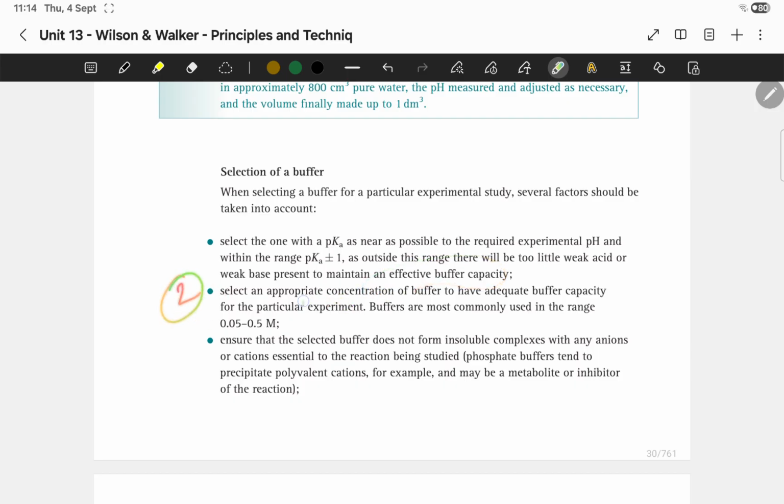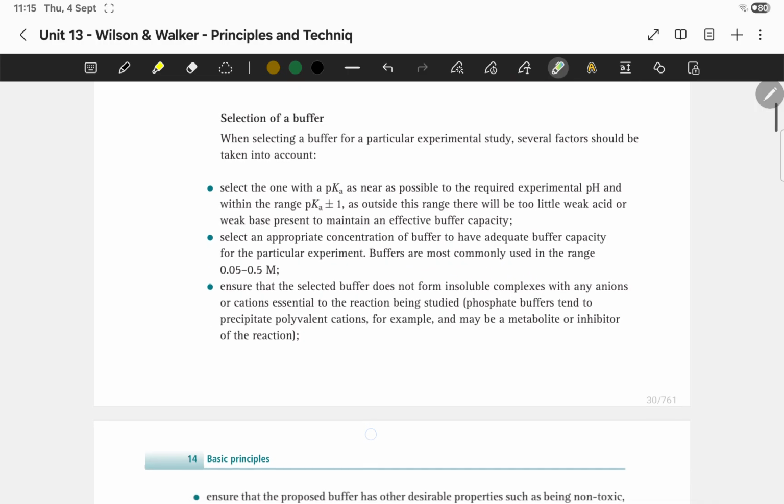Number 2, select an appropriate concentration of buffer to have adequate buffer capacity for the particular experiment. Buffers are most commonly used in the range of 0.05 to 0.5 M. Ensure that the selected buffer does not form insoluble complexes with any anions or cations essential to the reaction being studied. Phosphate buffer can precipitate polyvalent cations, for example, and may be a metabolic inhibitor in the reaction.